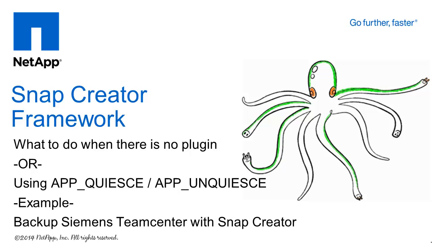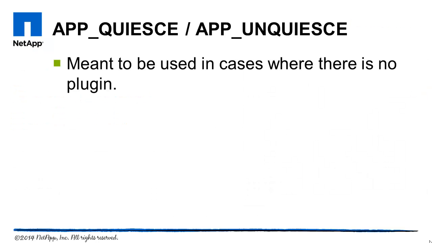The application that we will be using is Siemens Teamcenter, but the information is applicable to any application or database where you have commands to put the database into a consistent state and return it back to a normal state. The app QUIESCE and app unQUIESCE commands are meant to be used in cases where there is no plugin.